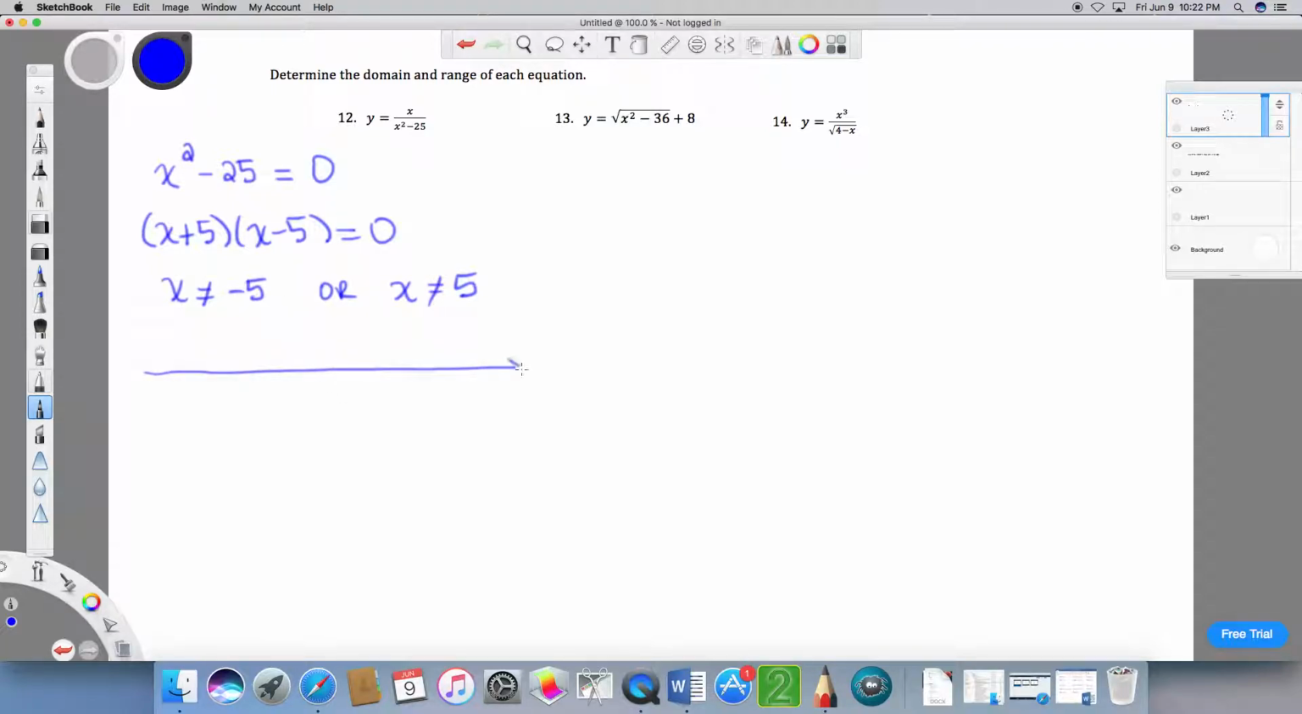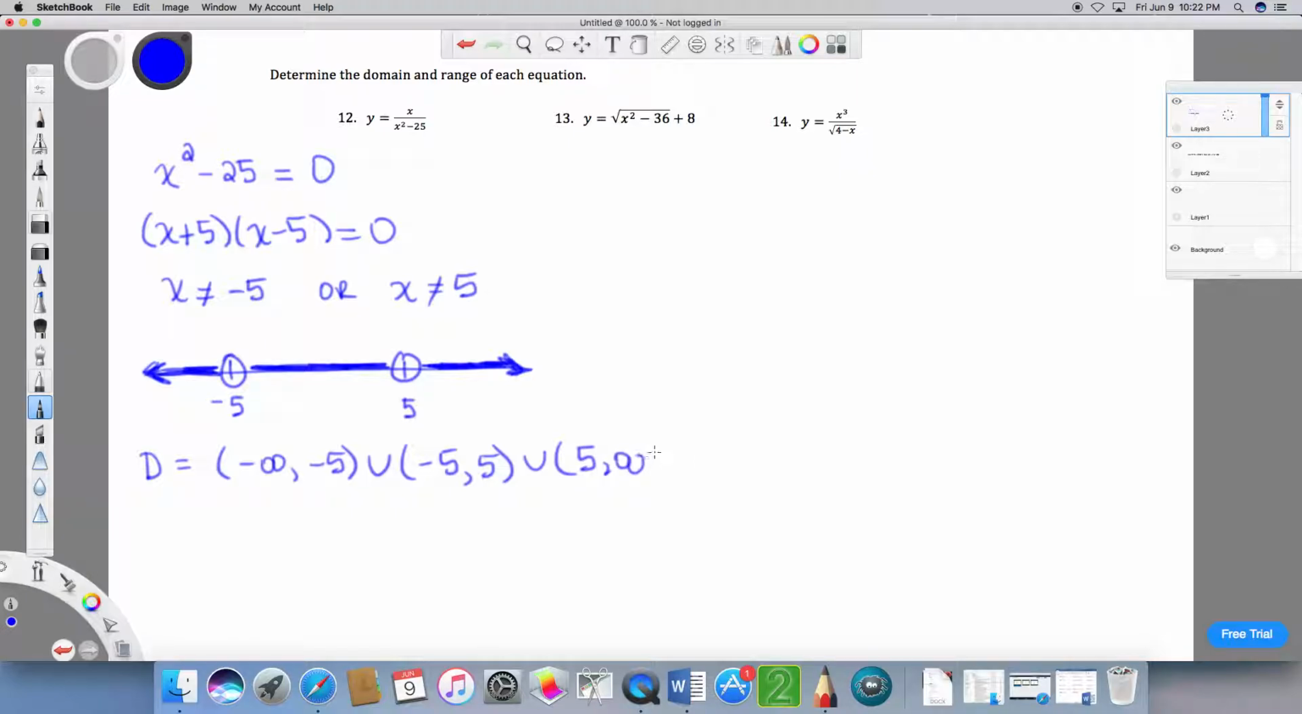So let's draw that on a number line. Over here on the left, let's say we have negative 5, and over here on the right, positive 5. These two values are not in our domain. The other values that are not negative 5 and that are not positive 5, those are okay. Those are not going to give you a 0 in the denominator. Pick any number in the shaded region, plug it in, and do that arithmetic, and you will find a corresponding y value. So our domain is the set of all real numbers, excluding negative 5, and also excluding positive 5.